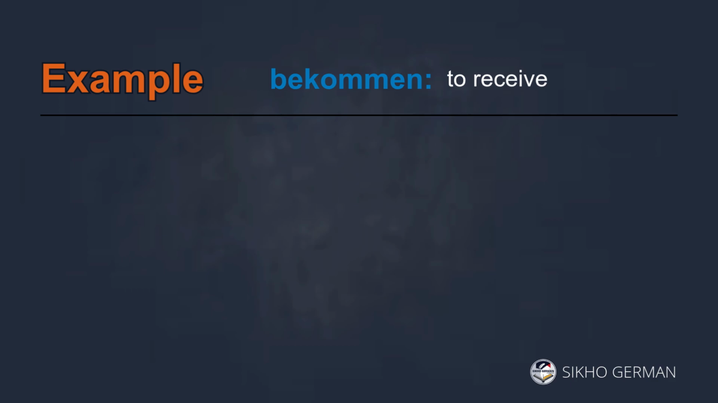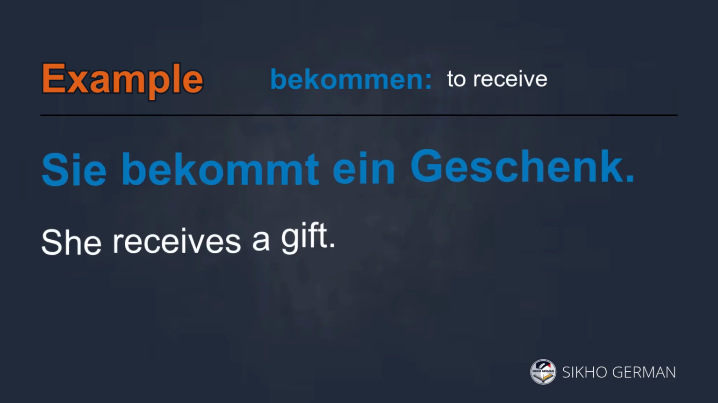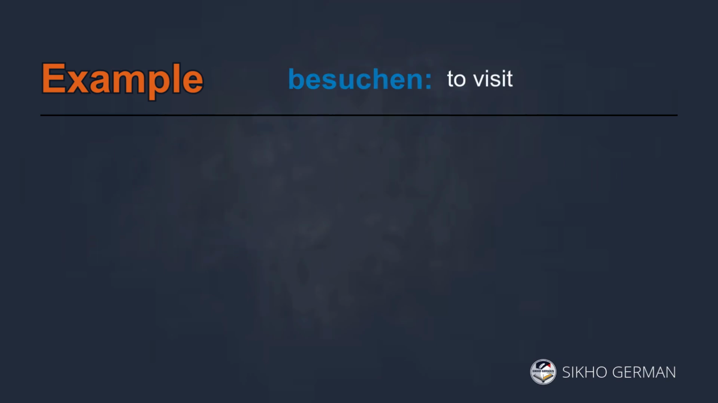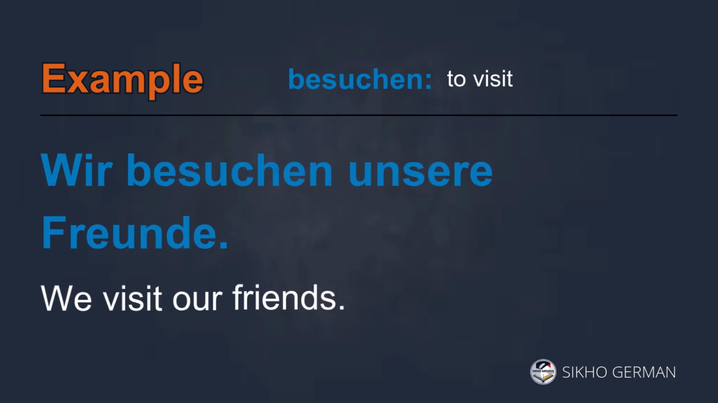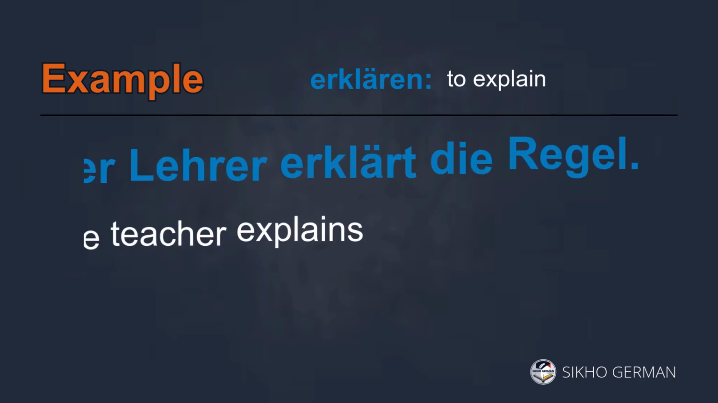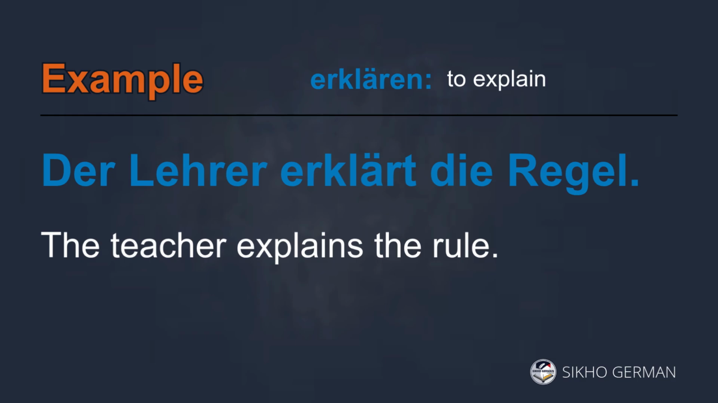Next is bekommen, meaning to receive. Sie bekommt ein Geschenk. She receives a gift. The prefix be stays attached to the verb kommt. Here is besuchen, meaning to visit. Wir besuchen unsere Freunde. We visit our friends. The prefix be does not separate. And erklären, meaning to explain. Der Lehrer erklärt die Regel. The teacher explains the rule.